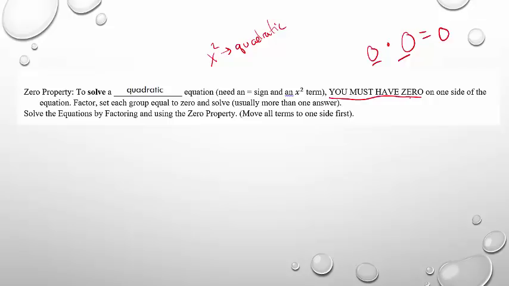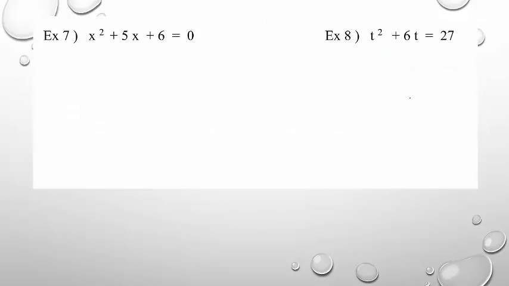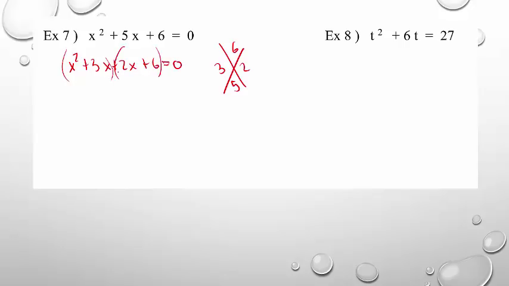It's basically a couple steps. You're going to factor like we were doing, you set each group equals 0, and then you solve. So it's not too terrible. Like number 7, I know that 1 times 6 is 6, and I get 5. So 3 and 2 are going to work. So I have x squared plus 3x plus 2x plus 6 equals 0. And all you got to do is just keep the equal 0 for now, and you do all your factoring first.